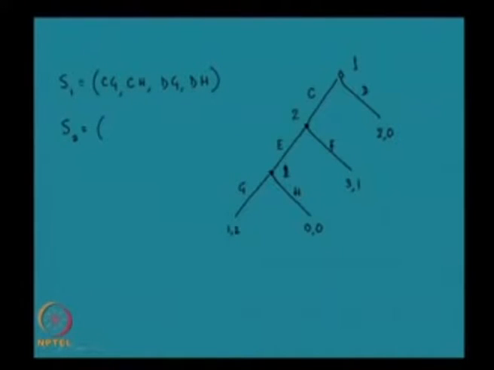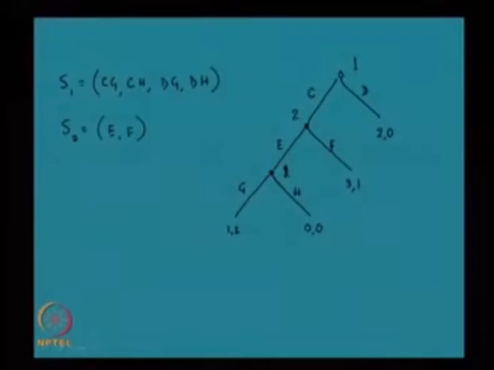And what about player 2? His strategy set consists of only 2 elements. He gets to move after the history C. So either he can take the action E, which is one strategy of his, or he can take the action F, which is the other strategy.